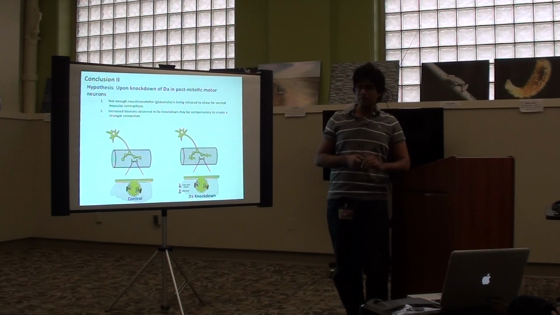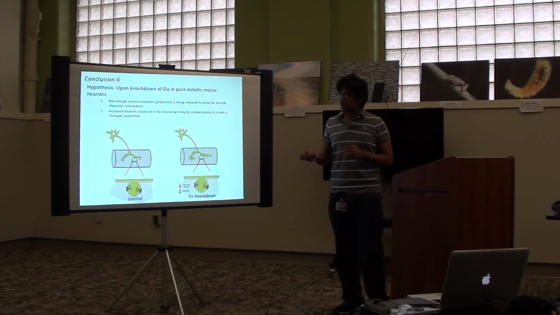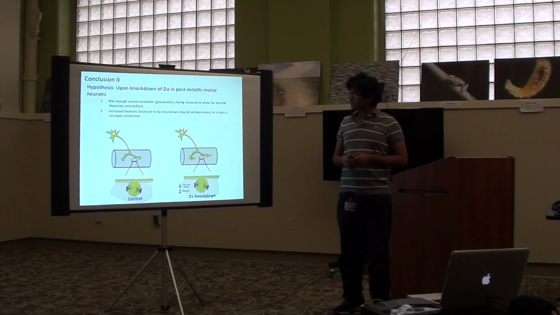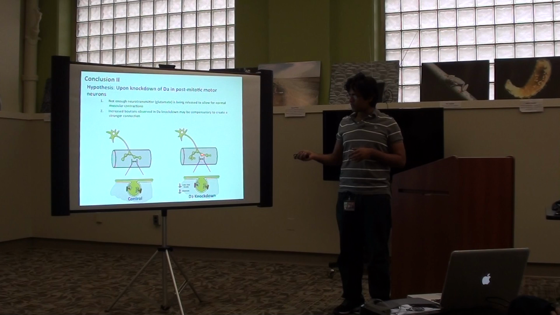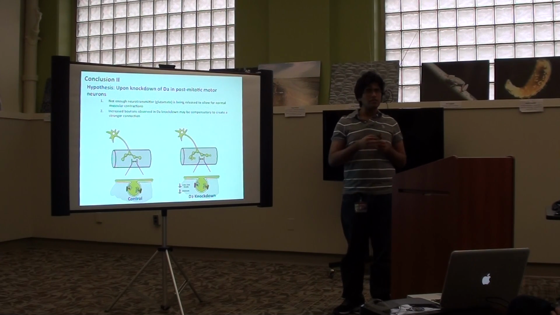So our hypothesis is that when you knock down Daughterless in a post-mitotic neuron, after embryogenesis has happened, it has a function there. It has a function in the number of branches that you make and the number of boutons that you make.